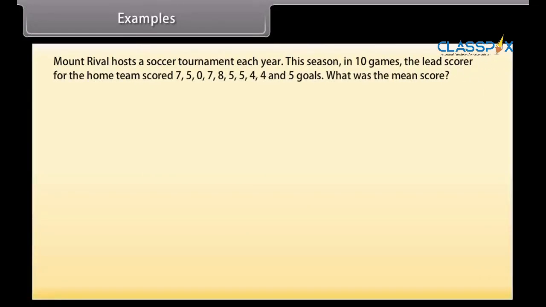Examples. Let us now solve some examples. Mount Rival hosts a soccer tournament each year. This season, in 10 games, the lead scorer for the home team scored 7, 5, 0, 7, 8, 5, 5, 4, 4 and 5 goals. What was the mean score?